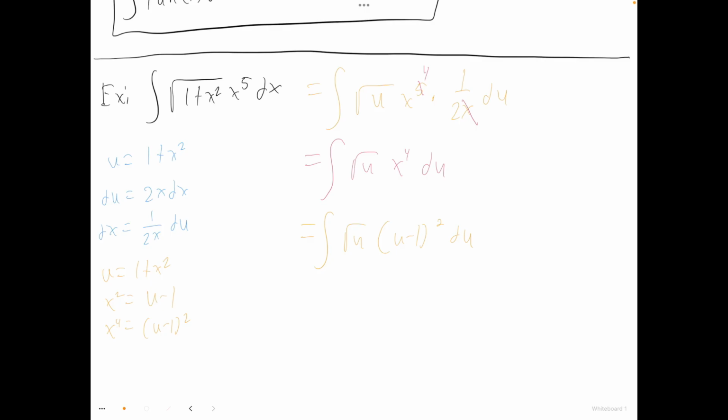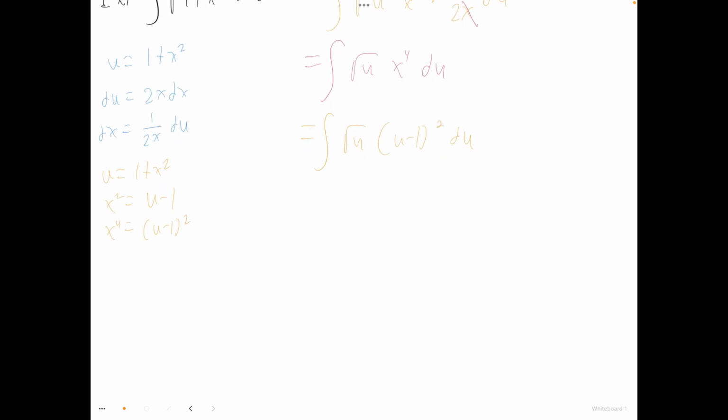Okay, and so now we're just going to multiply this out. If we multiply this out, it'll become just a series of power terms, and we can take the antiderivative of each of those using the power rule. So we have the square root of u, which is u to the 1/2, times u squared minus 2u plus 1. So we're going to have u to the 5/2, minus 2u to the 3/2, plus u to the 1/2 du.